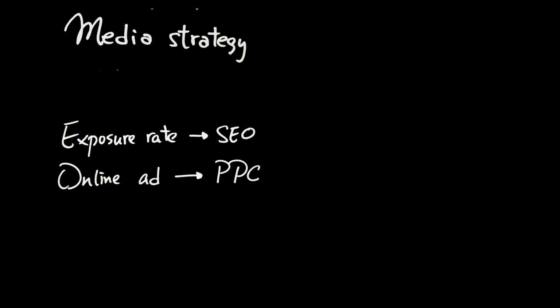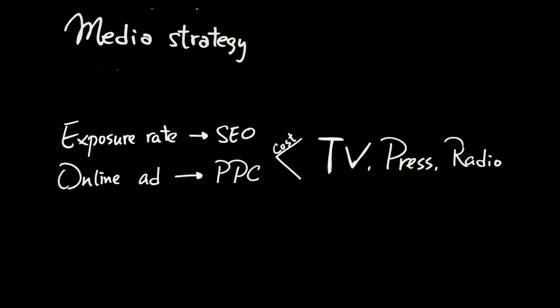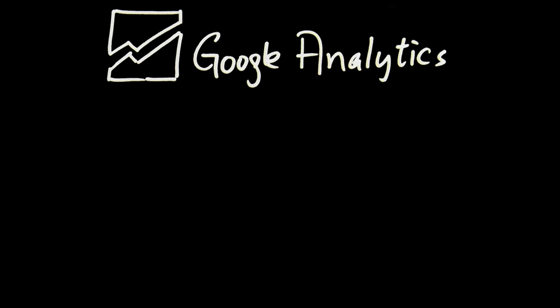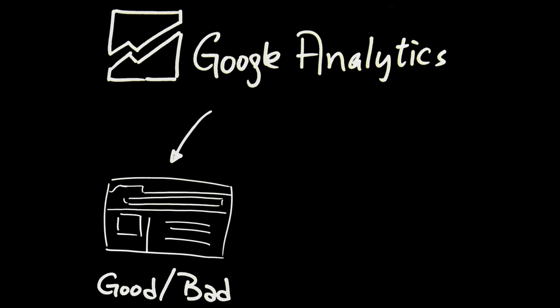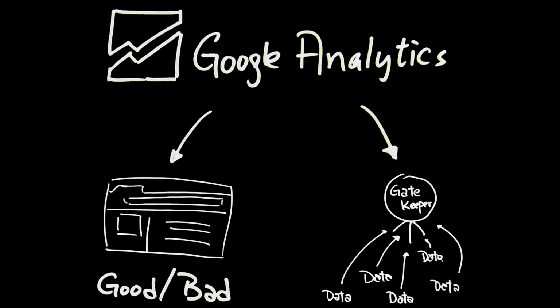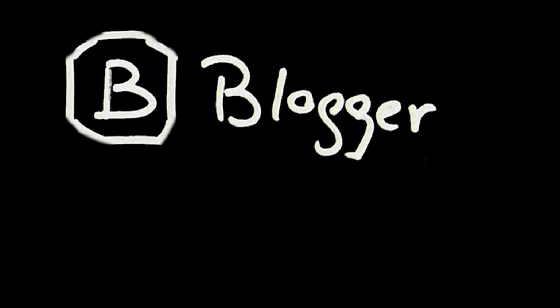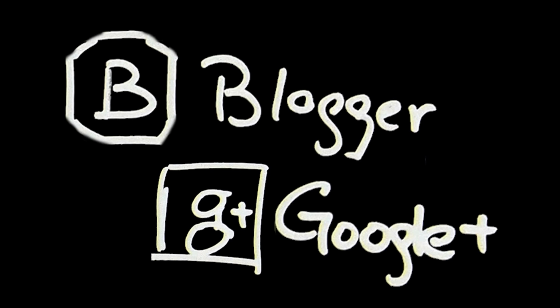For the media strategy, business owners can improve the exposure rate through search engine optimization and do online pay-per-click advertising in Google at lower cost compared with traditional media like TV, press, and radio to reach potential customers. Also, through Google Analytics, business owners can monitor web performance and obtain data from existing customers. As for the communication strategy, Blogger and Google Plus provide a platform to expand the base of potential customers.